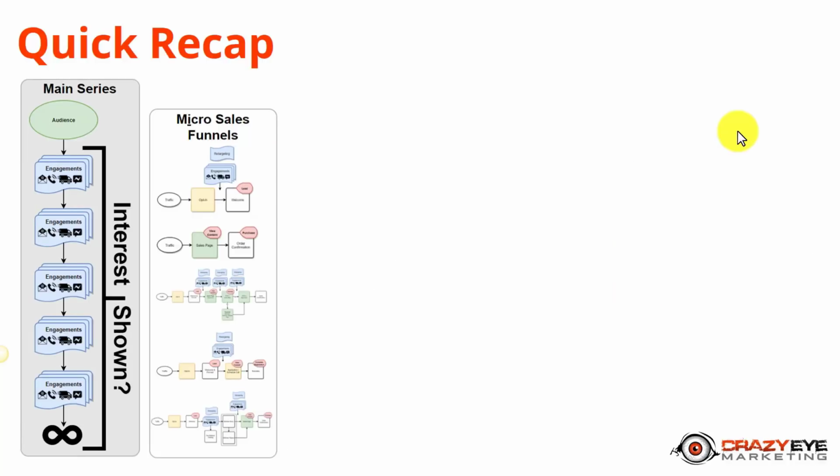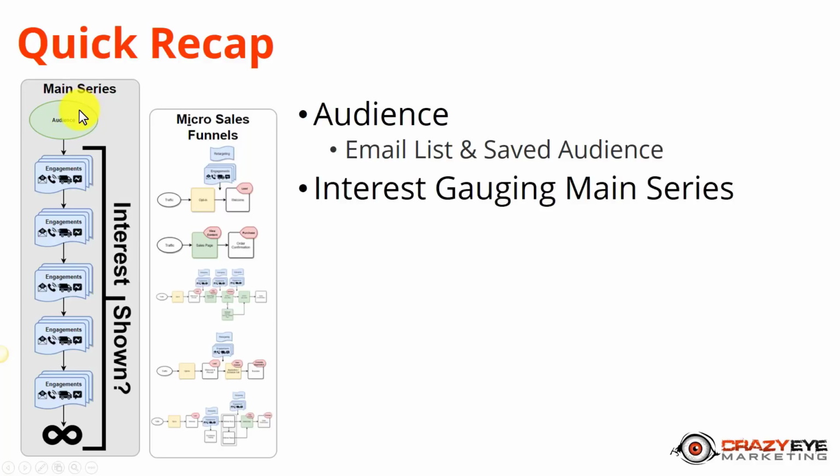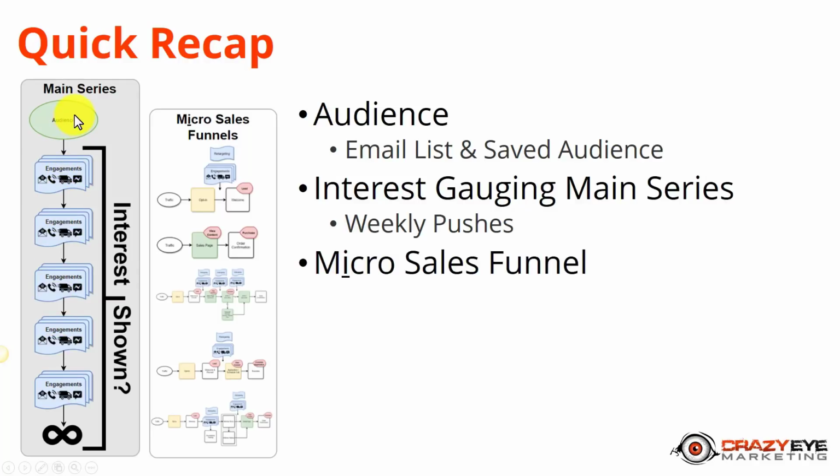Alright, so let's do a quick recap because we've gone over a lot of stuff so far. So we have our audience up here, which includes an email list, and we also created a saved audience within the Facebook Ads Manager. We've gone ahead and discussed our interest gauging main series right here, and we're following the weekly pushes framework to promote a specific product or service or micro sales funnel for a week. And in doing that, we're able to come up with some content very easily. And then when somebody interacts with these engagements and shows interest in one of our products or services, we're placing them inside of a micro sales funnel.